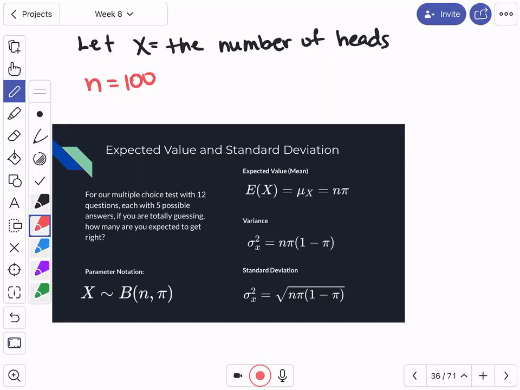What are the 2 outcomes? Heads or tails? Which one is success? Heads. Which one is failure? Tails. What's the probability of success here? What will my pi be? 50%, 0.5. What's my probability of failure? What's my 1 minus pi? It's also 0.5.